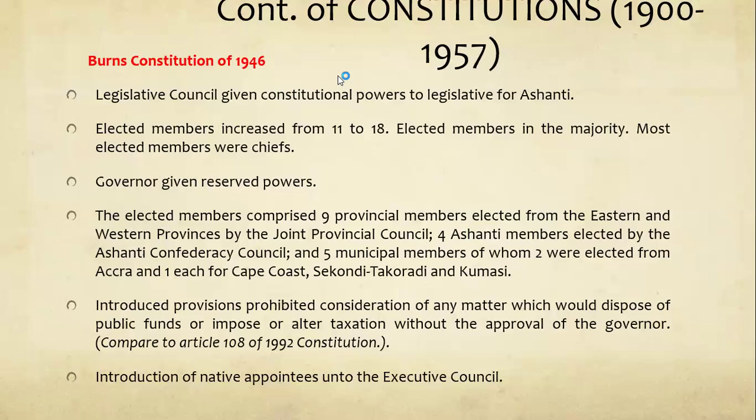The Burns Constitution of 1946 also witnessed the conversion of the Legislative Council from being a kind of advisory body into a representative legislature. So now the Legislative Council was not just an advisory body, it was a proper legislature which could make laws that will have binding effect.